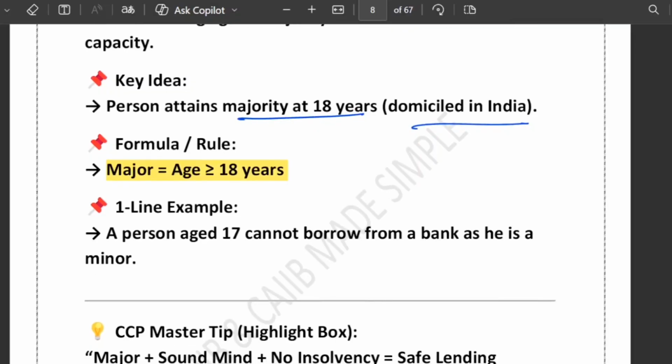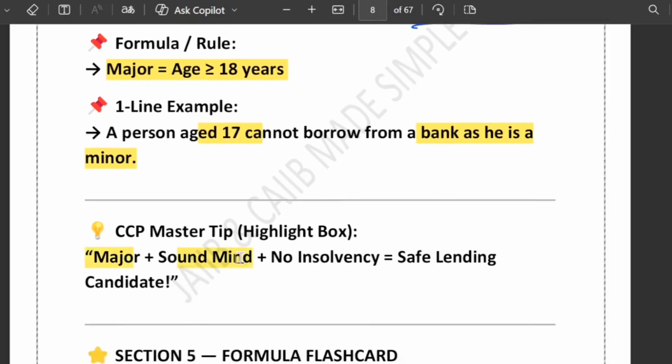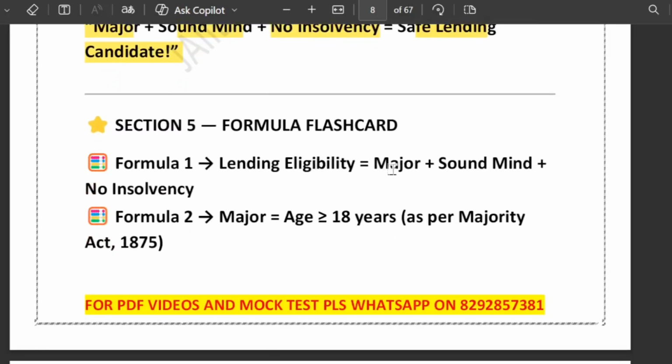So let's take the example of a person who is aged 17. He cannot borrow from a bank. Why? Because he is a minor. So the rule is that major plus sound mind plus no insolvency means a safe lending candidate, right? He should be major, he should have sound mind, he should not be insolvent, it means a safe lending candidate. So the rule is very simple. Lending eligibility depends on majority, sound mind and no insolvency. And major means a person whose age is at least 18 years.